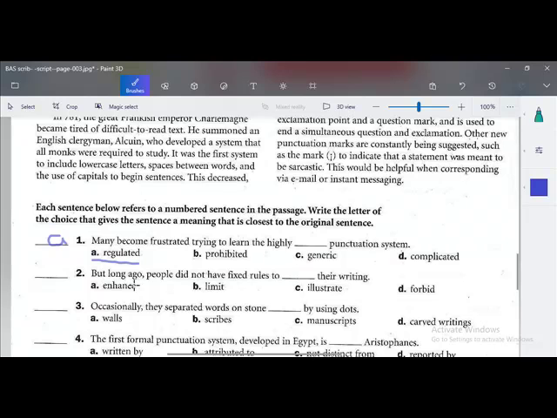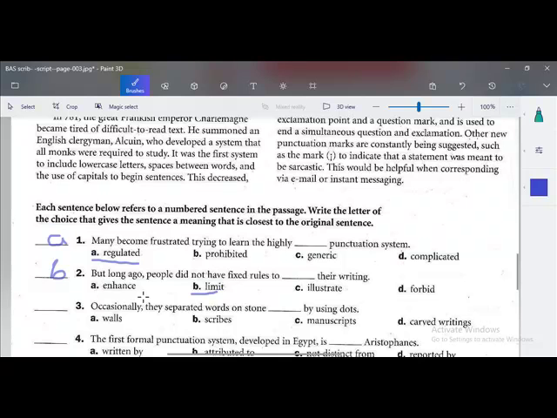But long ago, people did not have fixed rules to circumscribe their writing. The word circumscribe here means what? Enhance, enrich, limit, illustrate, or forbid. Circumscribe, it means to draw a circle around something. It means to control it, to limit it. So B here is the correct answer. I would go for B.